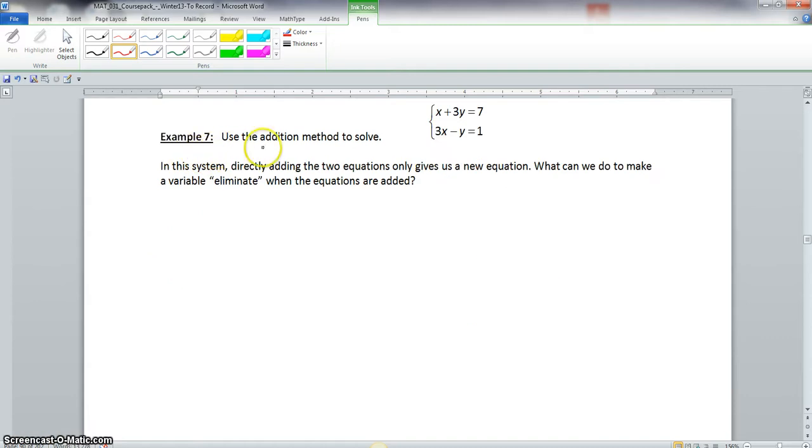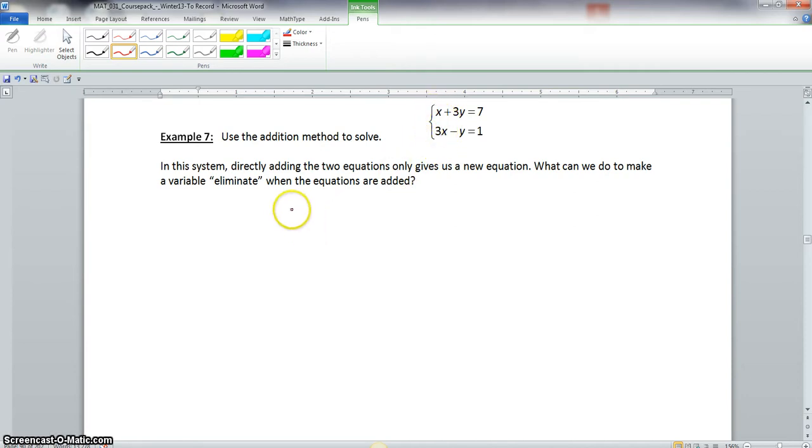Now we come to example 7. It says, use the addition method to solve. It says, in this system, directly adding the two equations only gives us a new equation. What can we do to make a variable eliminate when the equations are added? Now, this is what I'm going to do for the sake of time. All you have to do for this problem is to determine which variable you want to get rid of. It doesn't matter which one. Okay, let's say we want to get rid of the x's. What we would need to do is make sure that they have the same coefficient but with opposite signs.